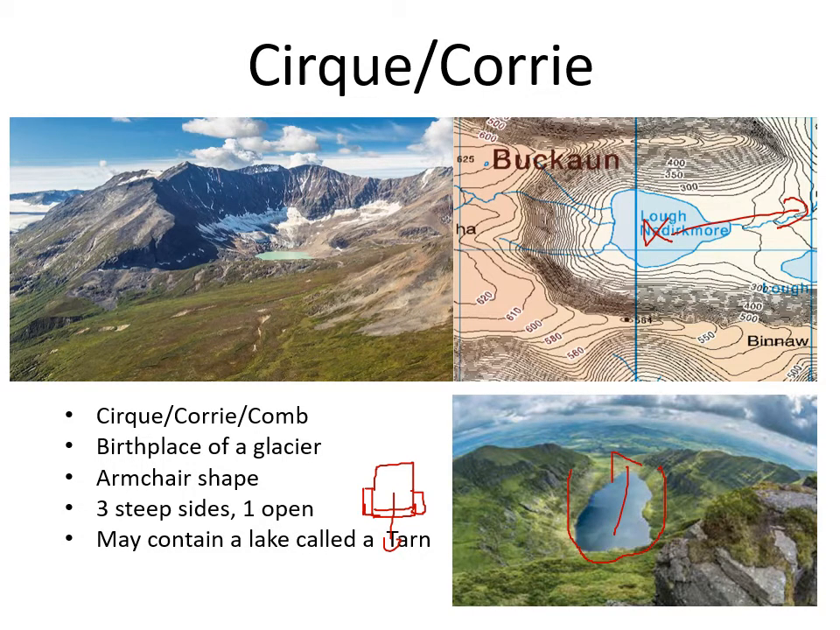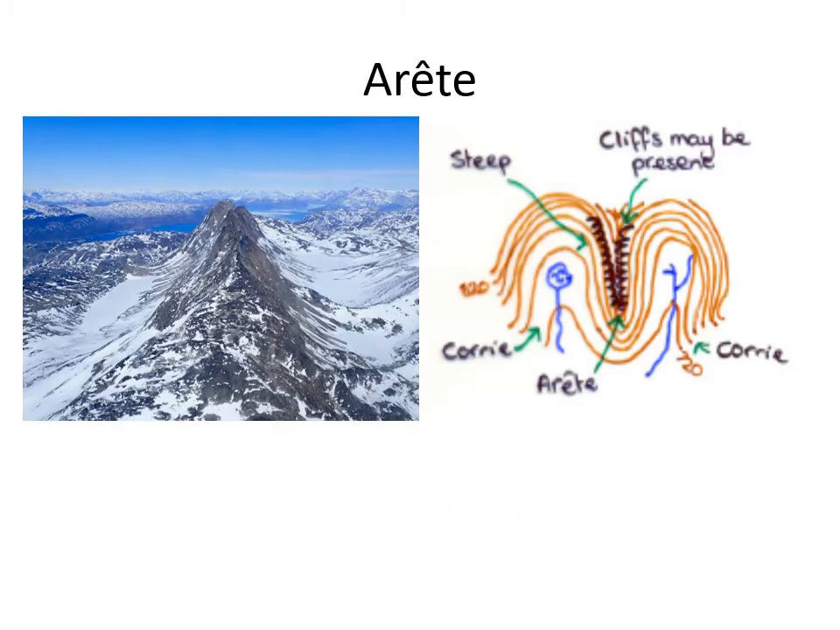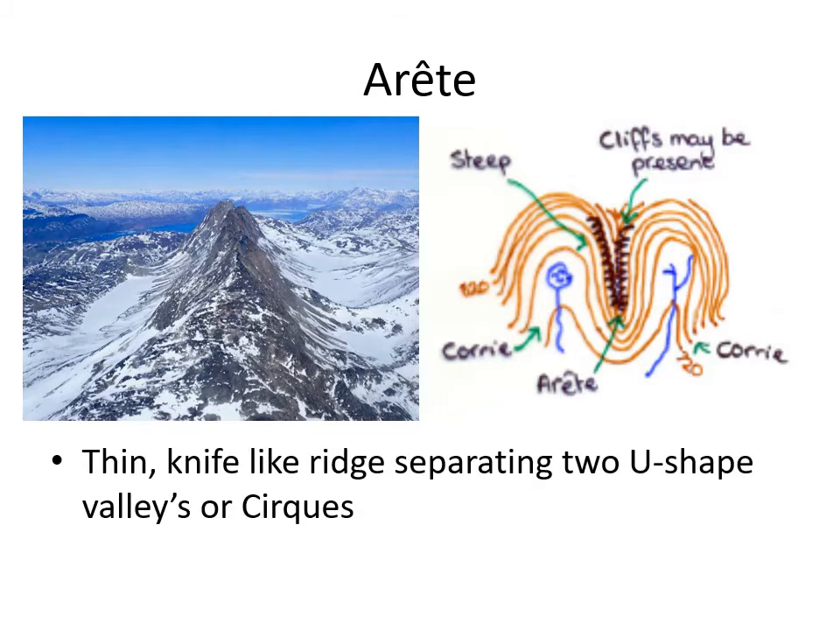It may contain a lake called a tarn. Not all of them have tarns, most of them do. An arête is a steep-sided knife-like ridge that separates two cirques or two U-shaped valleys. Okay, so there's your arête right there, and that's what it would look like on your Ordnance Survey map.